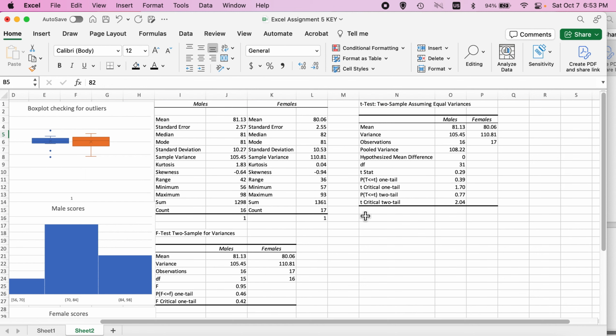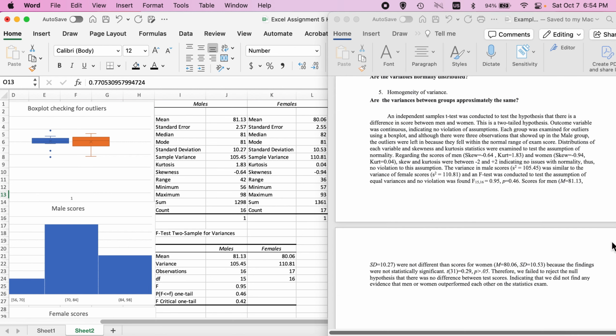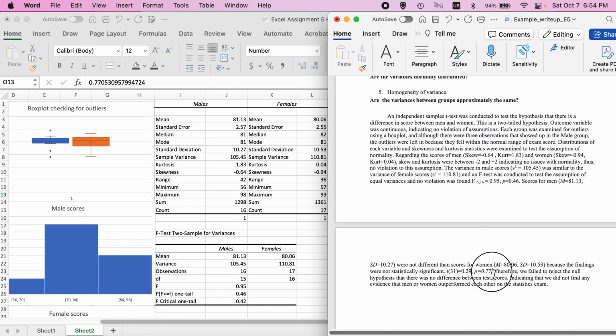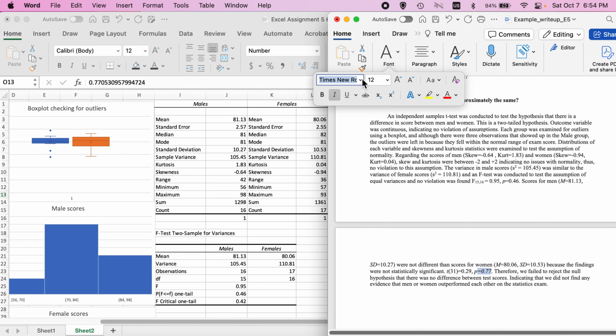Now the critical value, since we have a two-tail, our critical value to meet was 2.04. So since we only had 0.29, our p-value is definitely larger than 0.05. So we can say p is greater than 0.05, or we can also say p equals 0.7, which, as far as your italics, you don't italicize the number, you just italicize the symbol, okay? So make sure you're not italicizing your numbers.